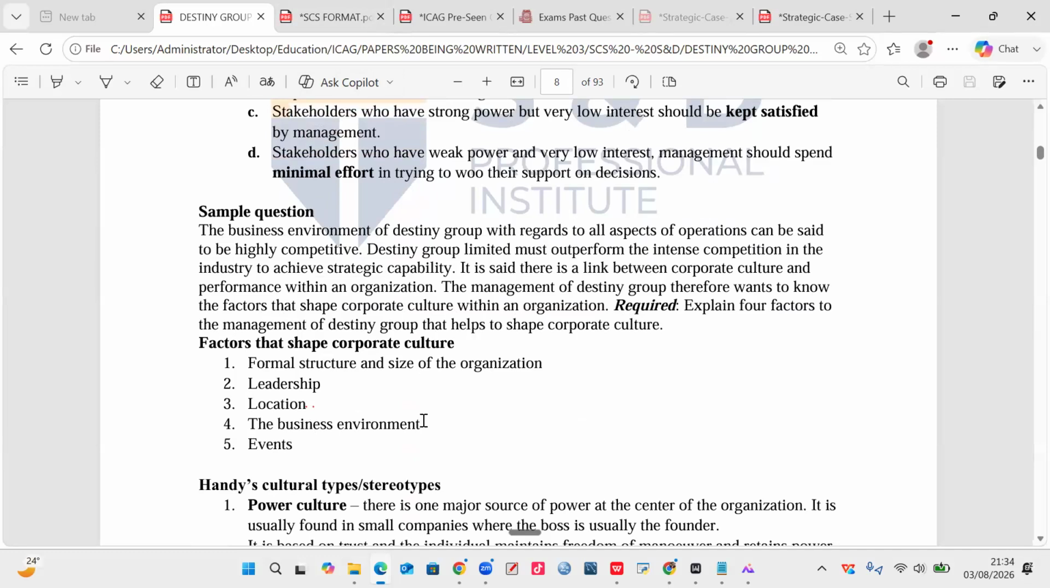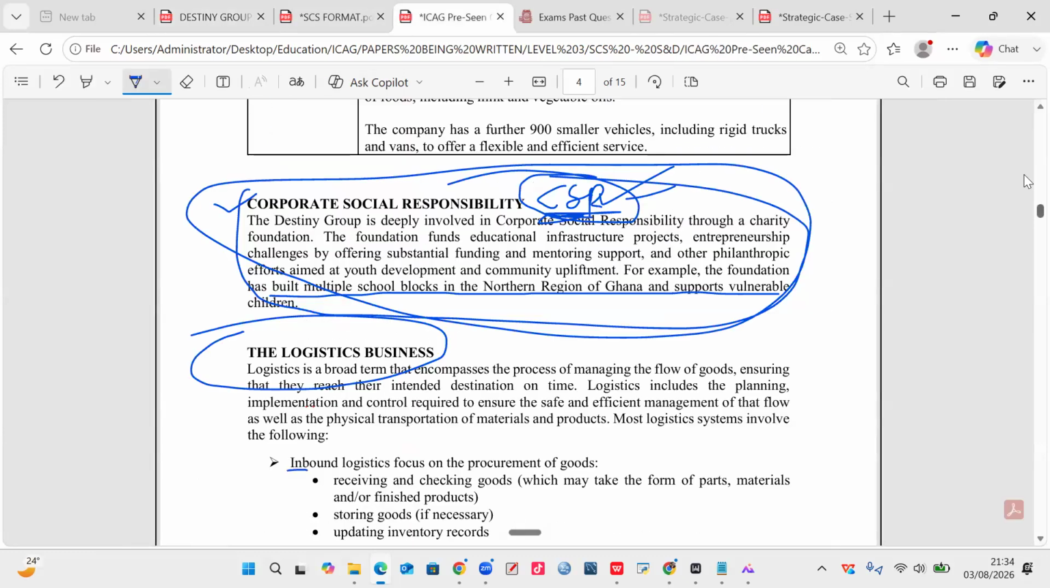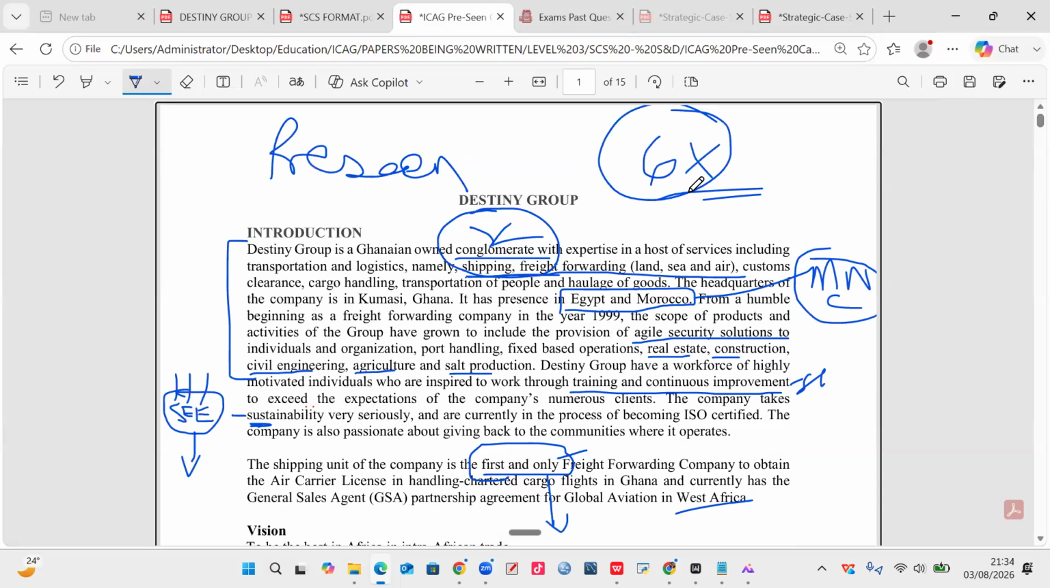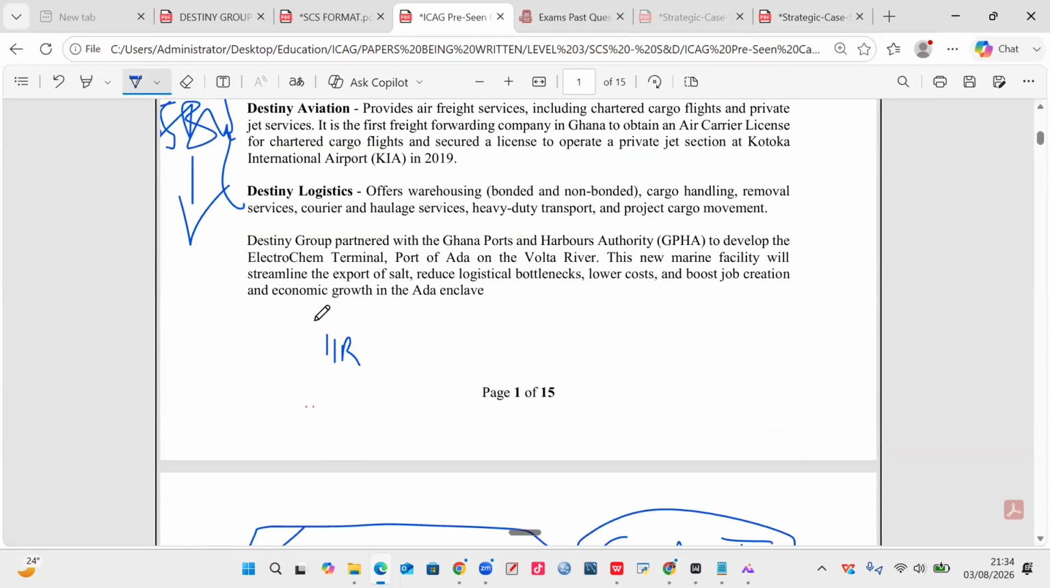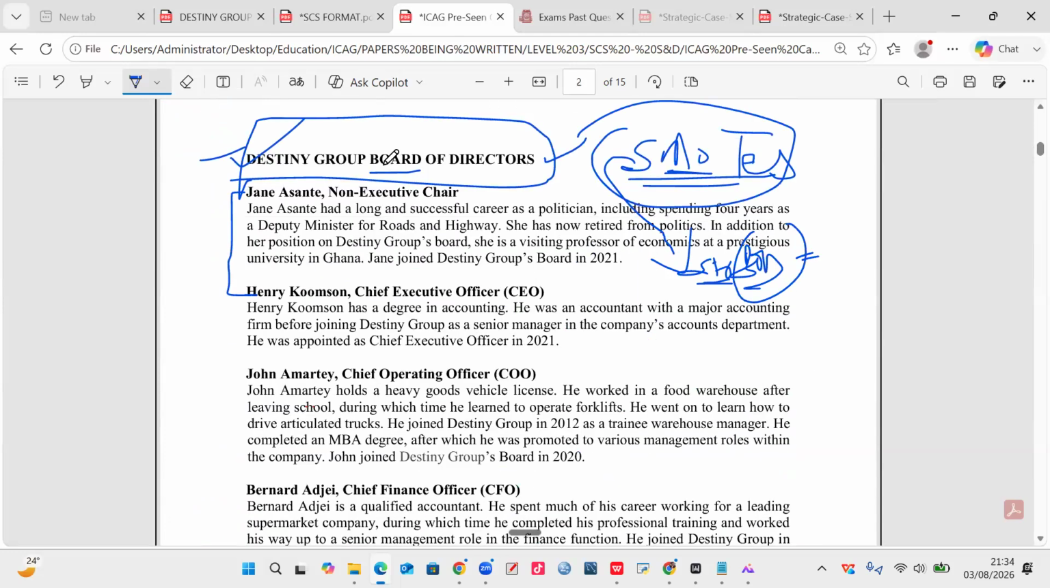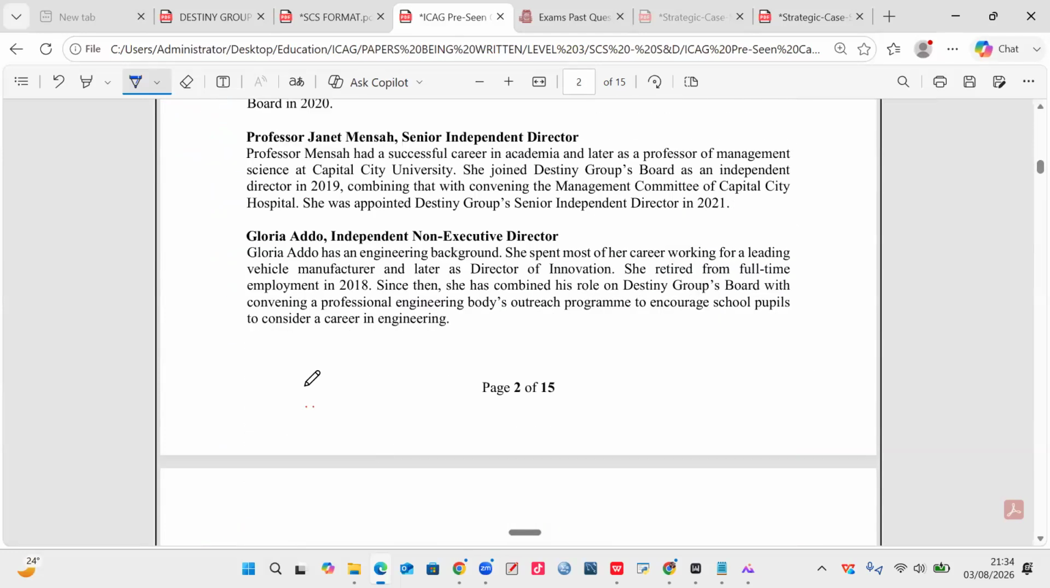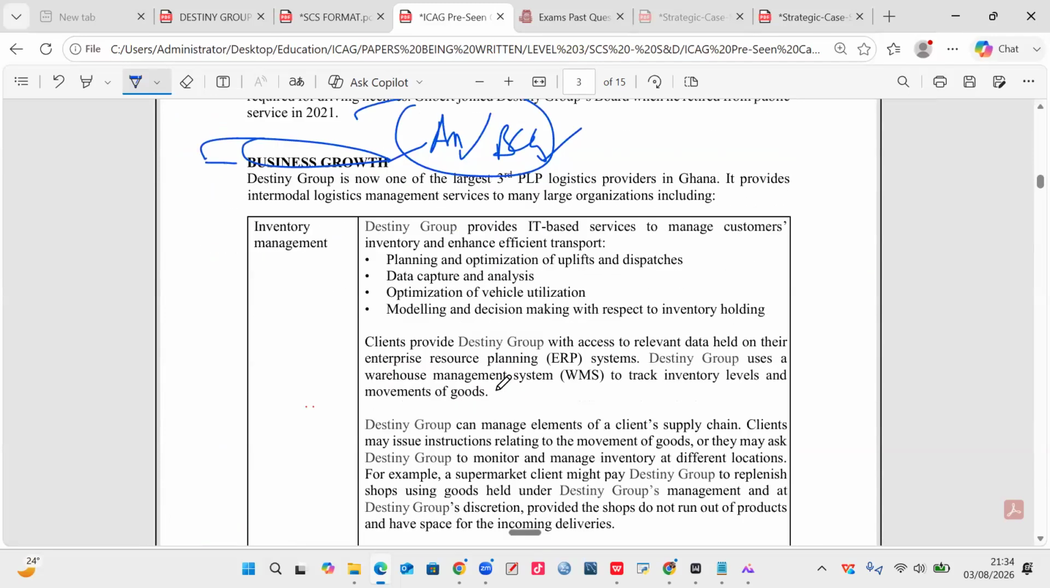The last thing we will talk about is speed writing. If we are able to read the case study multiple times and familiarize with the content, when it's exams time, when it was exams, I never read this Destiny again because I have all the information in memory. When I even look at the topic, I know what it is. The introduction, I know what it's talking about. Core business, I know what it's talking about because I know the Destiny Group board, I know who they are. I have all the ideas. I have the content. Business growth, I know what everything here is about.